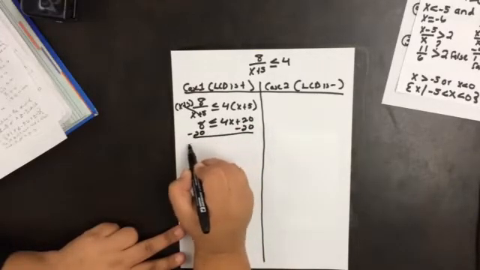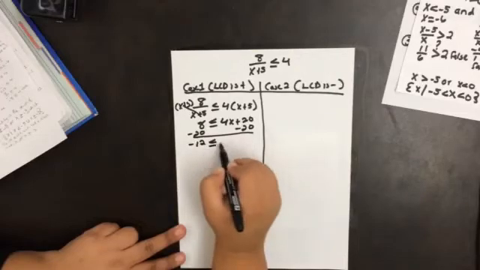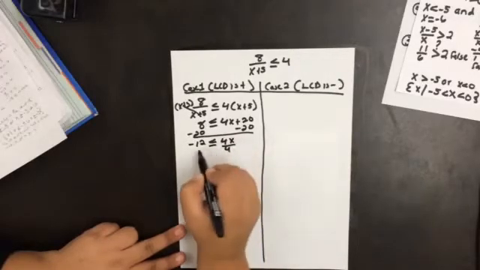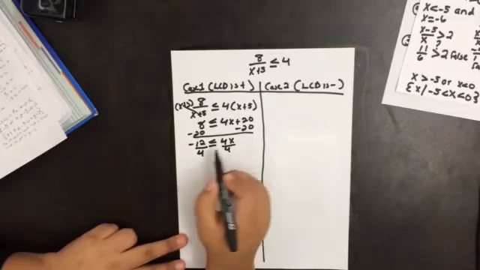So then we have negative 12 is less than or equal to 4x. Divide by 4. So then we have x is greater than or equal to negative 3.